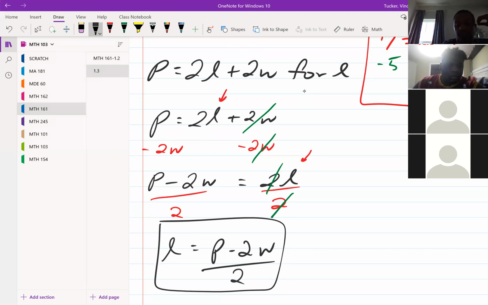So I'm going to show you the correct way and the incorrect way of simplifying this. So let's call this the incorrect way.